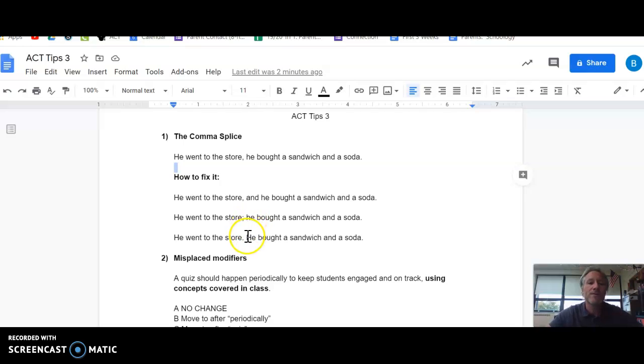And of course, the most common way to fix a comma splice is just putting a period there and capitalizing the next sentence. He went to the store. He bought a sandwich and a soda.